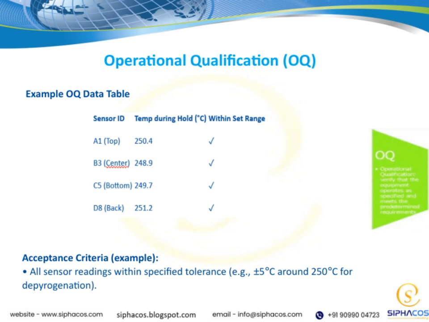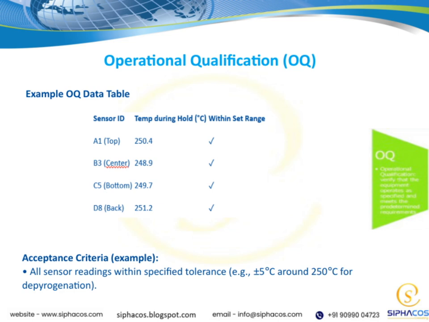Next, we have an example of an operational qualification, or OQ data table. This table summarizes the key measurements and results during the OQ phase, which is critical for verifying that the system operates as intended under normal conditions.